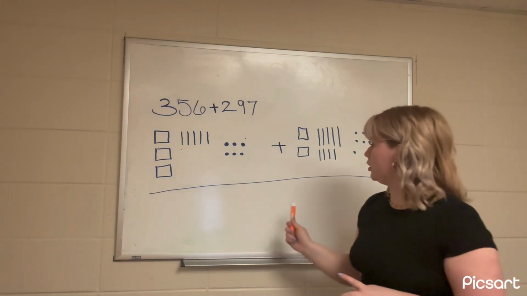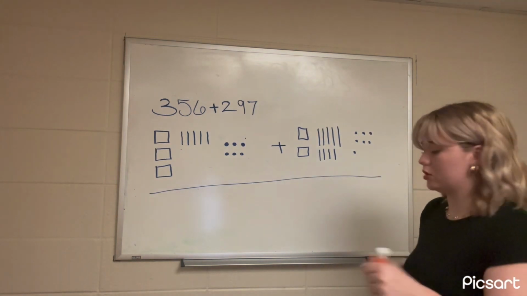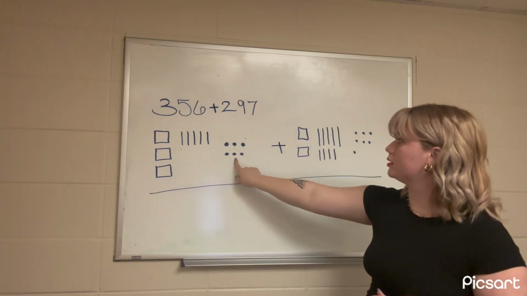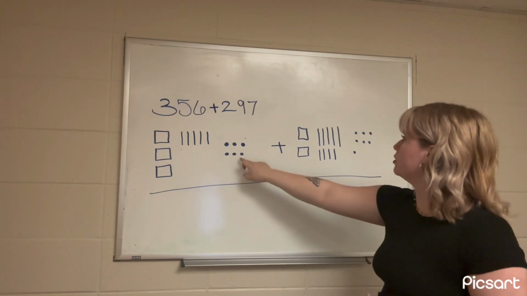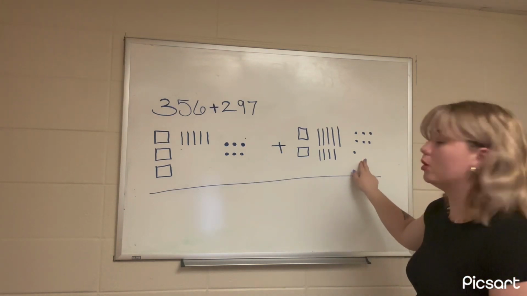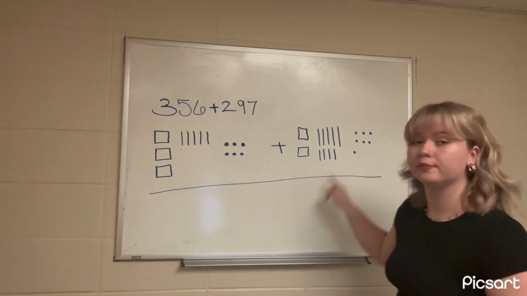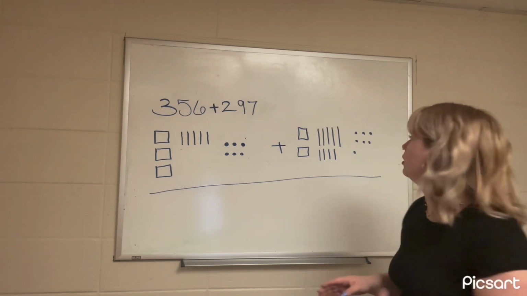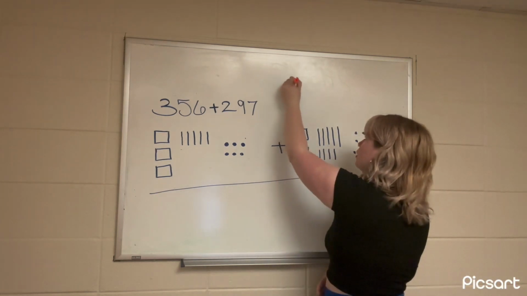So to add these two, we will start off with our units. We have 7 units and 6 units on this side. So what we want to do is go ahead and add those two. So 6 plus 7, we'll go ahead and count that out. 1, 2, 3, 4, 5, 6, 7, 8, 9, 10, 11, 12, 13. So we have 13 units altogether. Okay?